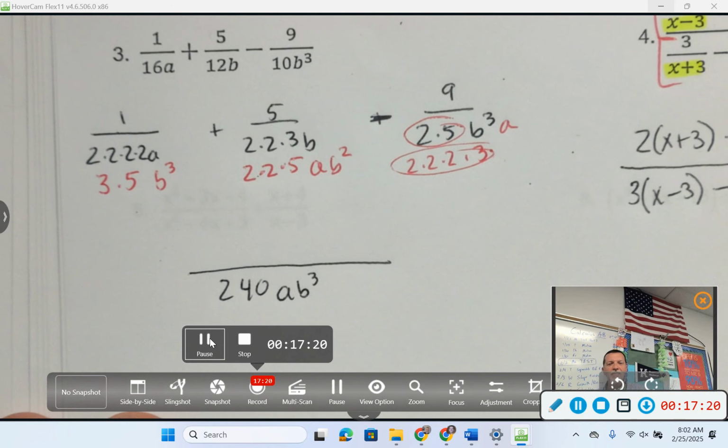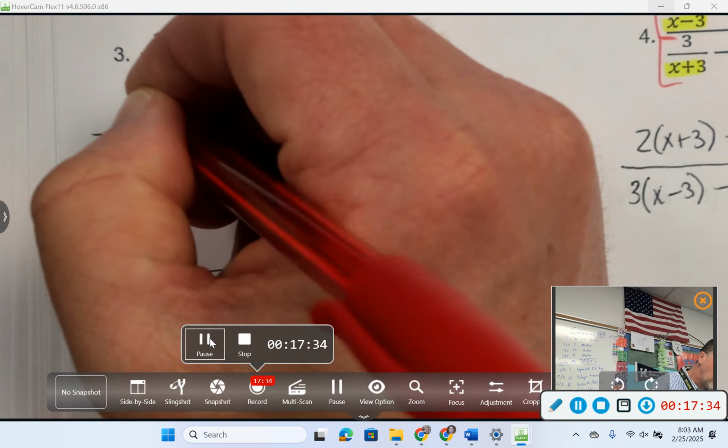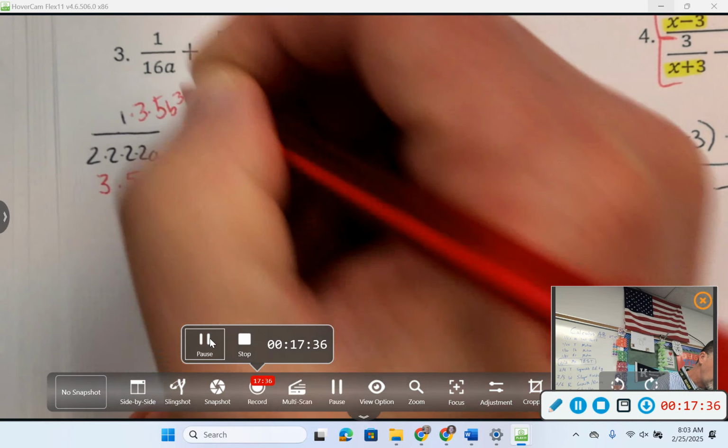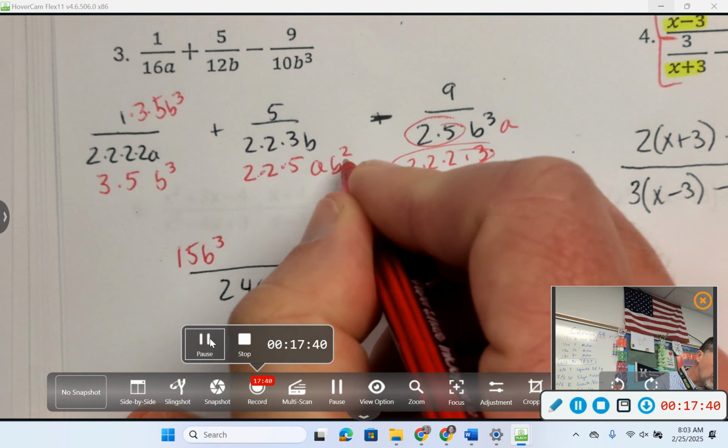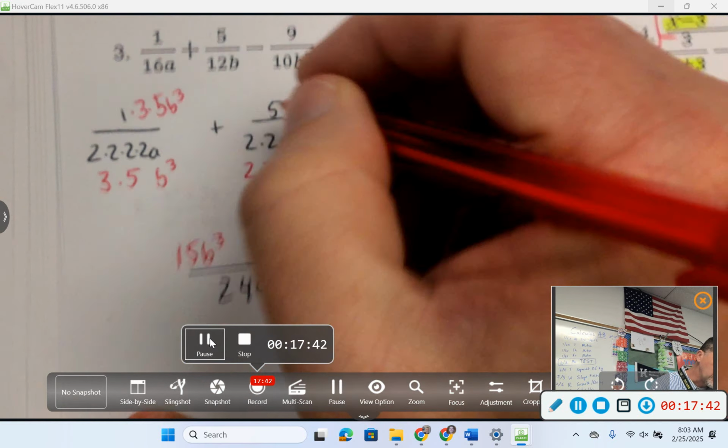I can still fix it. What's not right about what I wrote? There's nothing up the top. Yeah, I didn't put it in the top as well. I got so focused on the bottom, I forgot to. So 15b cubed. Luckily, I put it in a different color, so it's easy to spot.